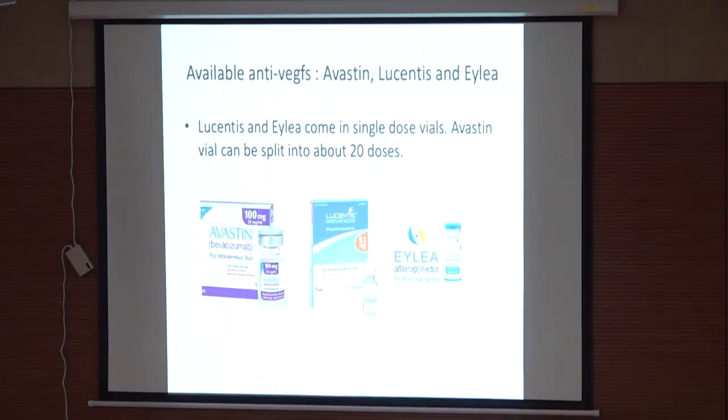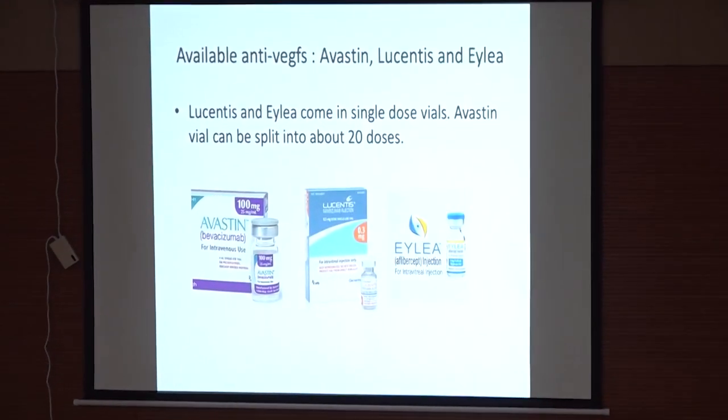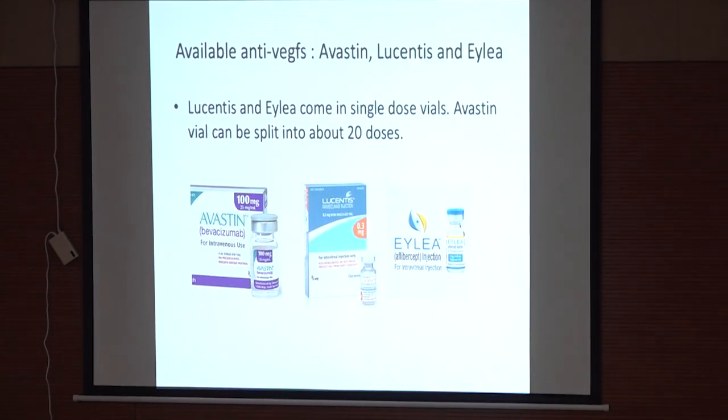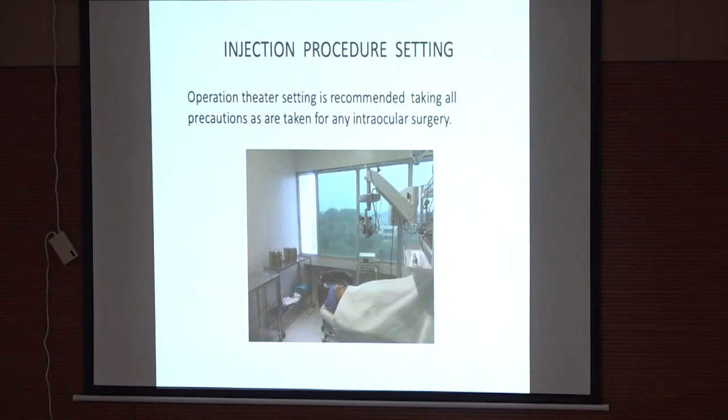Those who can afford it and whose vision is less than 6/12, there you can give Eylea as per Protocol T in DME patients. But in the Indian population, those who can't even afford Lucentis, whether it is 6/12 or less or more than 6/12, you have to use Avastin only. And for wet AMD, there is no problem. In wet AMD, all three are similar, so you can use any of these.